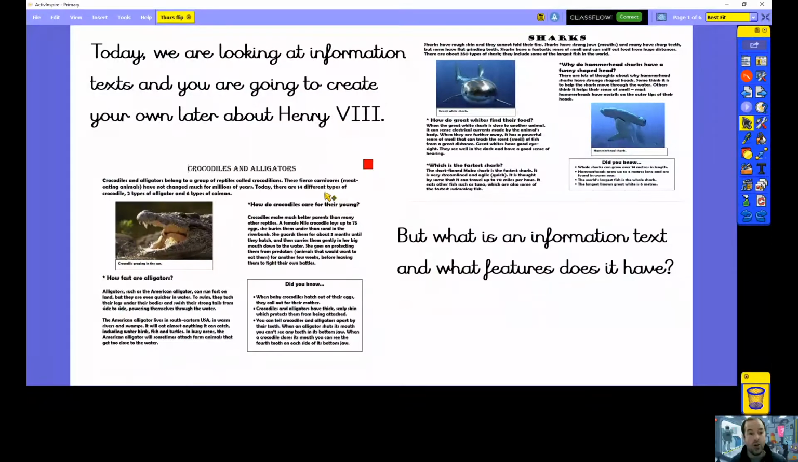So we're doing literacy now, and we're going to do some really nice literacy work today. I'm going to share my screen with you and get onto our Active Inspire straight away today. I hope you're all doing well. I hope you're all happy at home and you're all safe, and the work's been good so far this week.